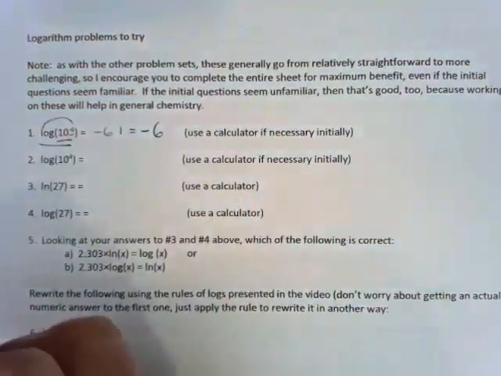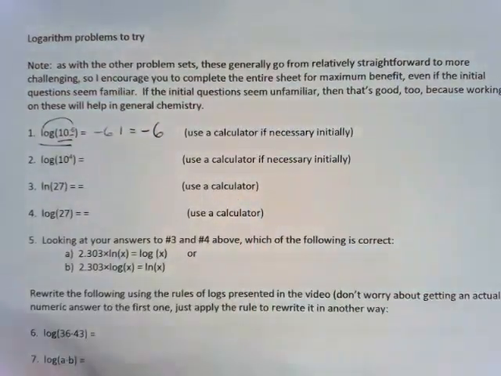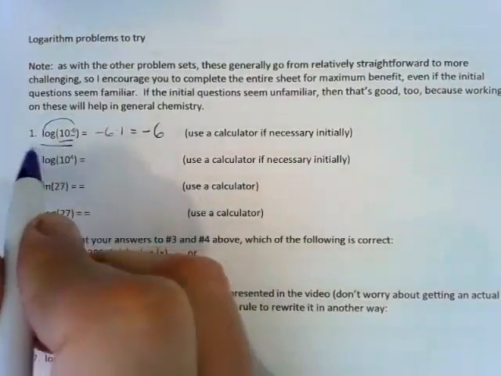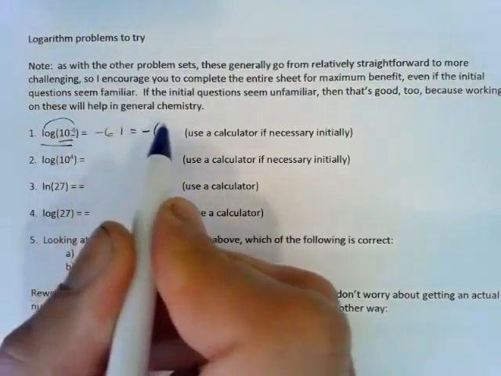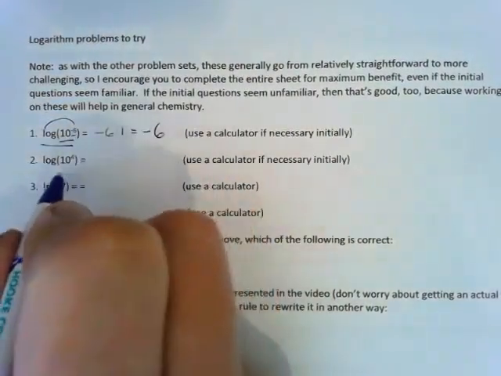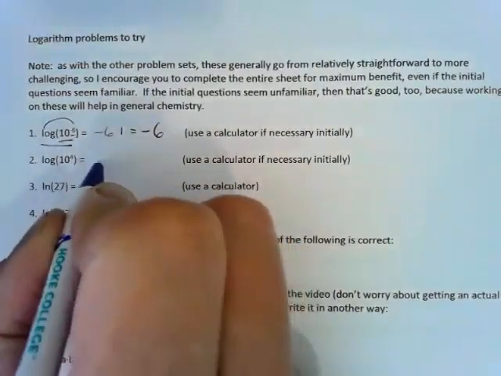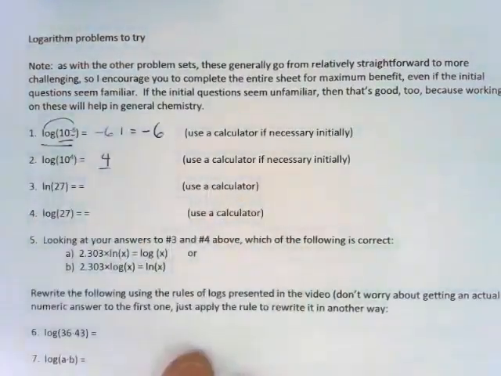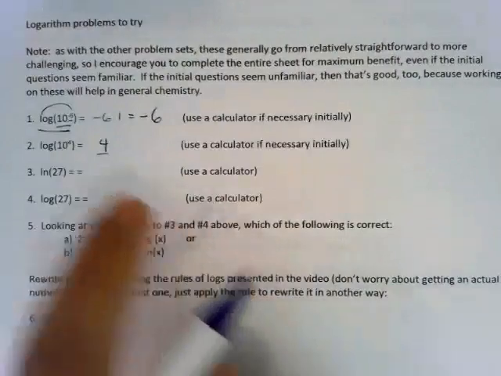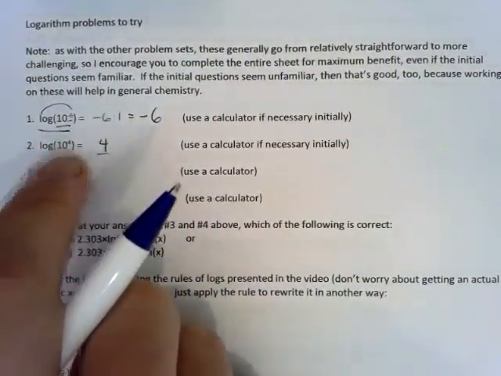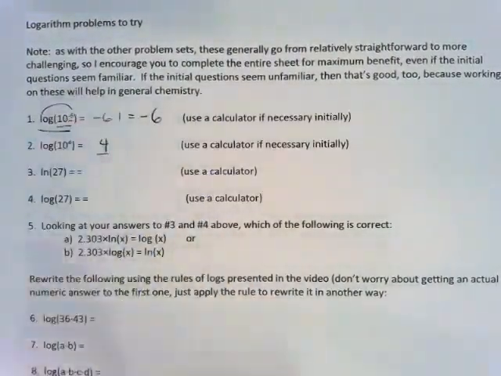So again, to be faster, more efficient problem solvers, getting used to just seeing something like the log of 10 to whatever is that whatever. So by that logic, log of 10 to the fourth is going to equal 4. So we shouldn't really need a calculator any longer for something like log 10 raised to something else.